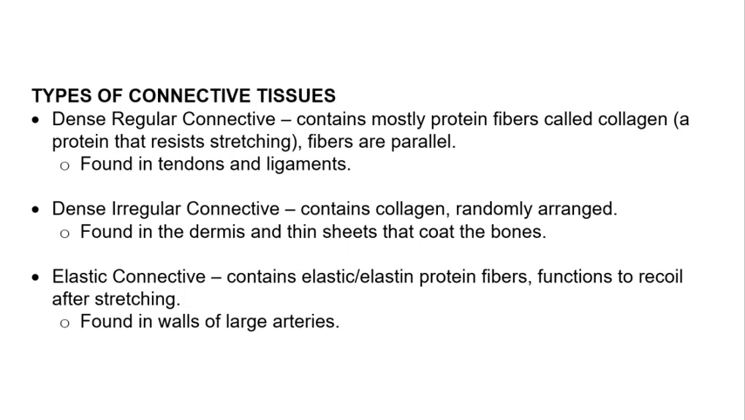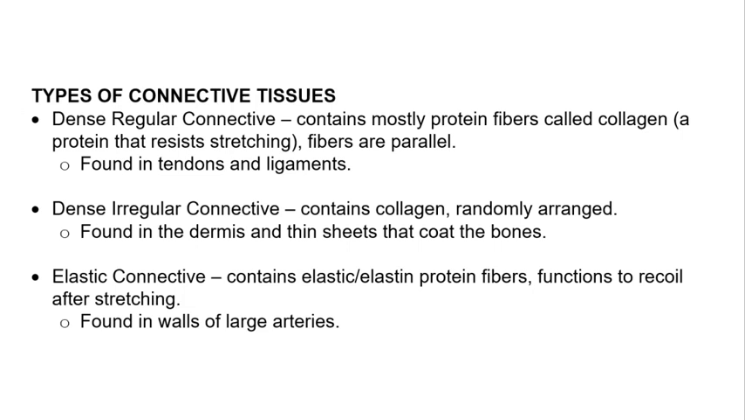Dense irregular connective tissue also contains abundant collagen fibers in its extracellular matrix, except these ones are randomly arranged within the tissue. This makes it a good tissue to resist stretching from many directions if it were pulled on. And so for that reason, we see this tissue found in the dermis of the skin and also forming thin sheets that coat each of the bones. And it's these thin sheets that tendons and ligaments will generally anchor to, in addition to providing anchorage for blood vessels and nerves and things like that.